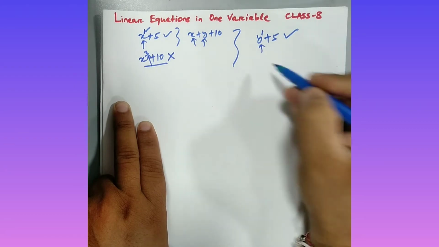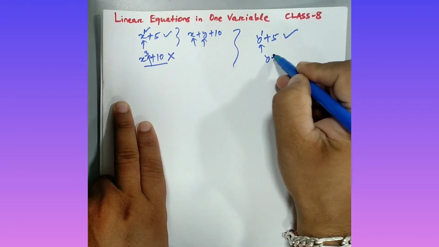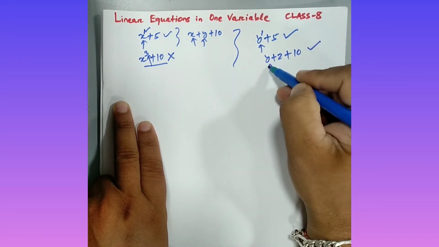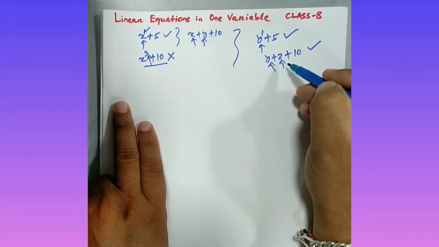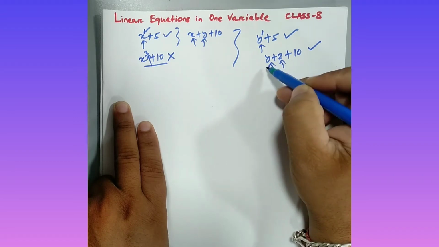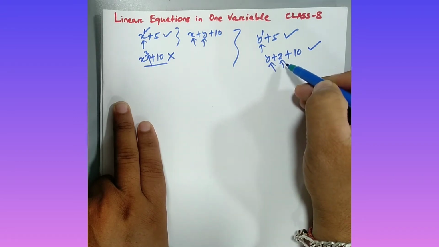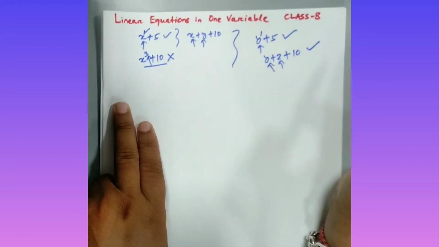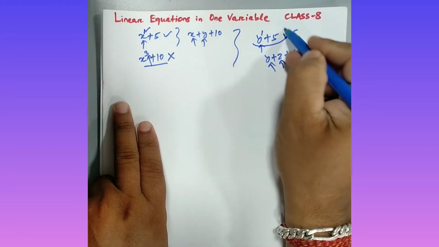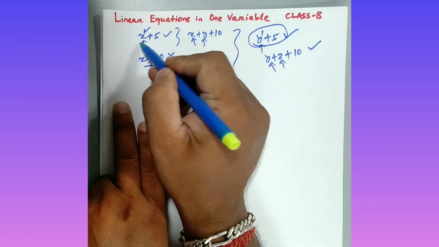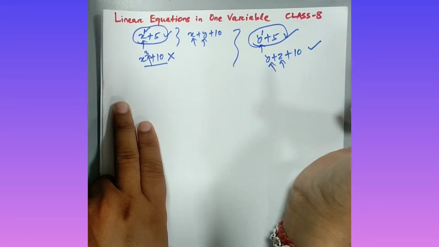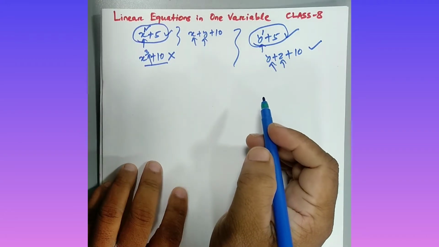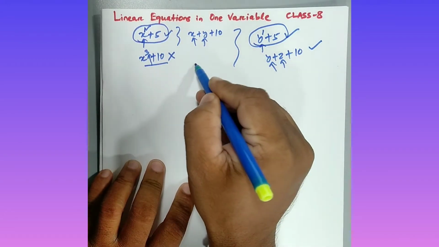But suppose I say y plus z plus 10. This one is a linear equation with two variables. How many variables? Two variables. Here we are going to discuss the linear equation in one variable. This is a linear equation in one variable, and this is also a linear equation in one variable. Clear? Okay, fine, good.